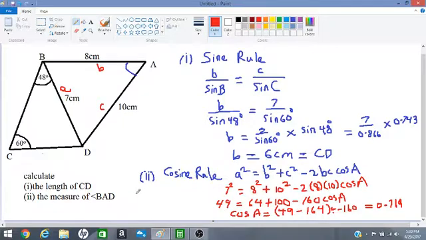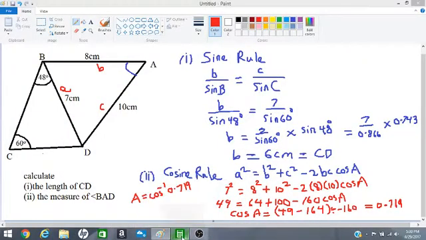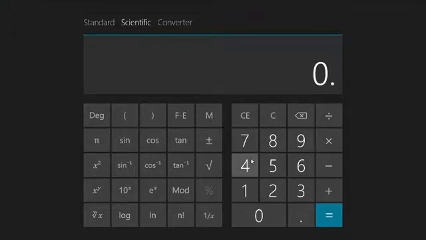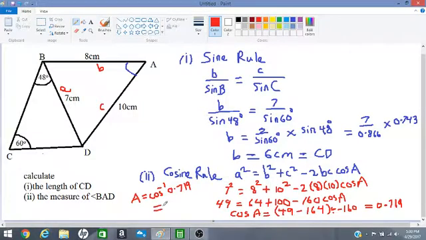So our final answer, A must be equal to the cosine inverse of 0.719. Double check that, yes. And let's go ahead and find that. We get 44 degrees to 1 decimal place. It'll be 44 degrees. Okay, so A was 44 degrees. And that is how we use the sine rule and the cosine rule.